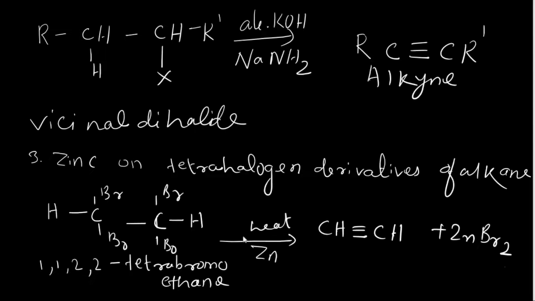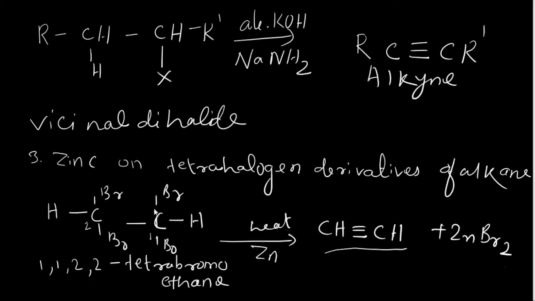1,1,2,2-tetrabromoethane, on heating with zinc, gives CH triple bond CH, this is the alkyne, ethyne, plus zinc bromide. Zinc on treating with tetrahalogen derivatives of alkane. Example: 1,1,2,2-tetrabromoethane. You can see this is position one, and this is called the second position.